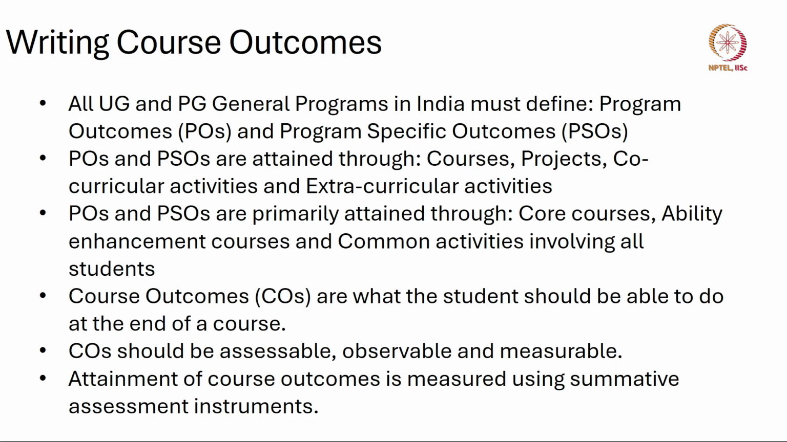Course outcomes define what the student should be able to do at the end of the course. We should write the course outcomes such that they are observable, accessible, and measurable. When we say we want to design a summative assessment, these summative assessments should help me assess the attainment of the course outcomes. Therefore, it is important to start with writing clear course outcomes, because if our course outcomes are clear, then only will we be able to plan our assessments, design questions, and assemble the question paper.